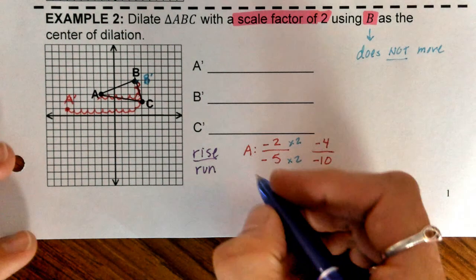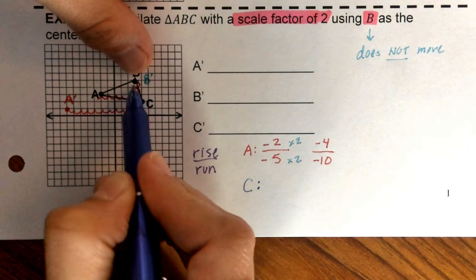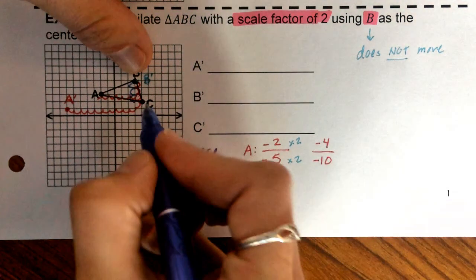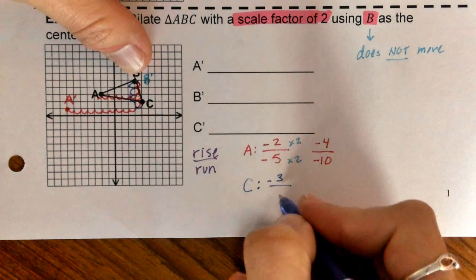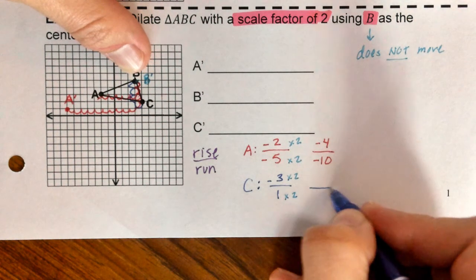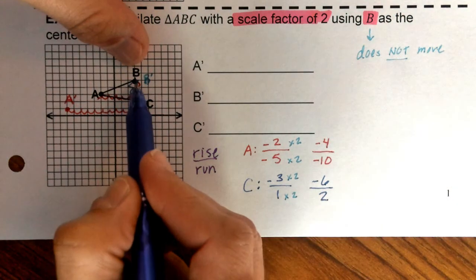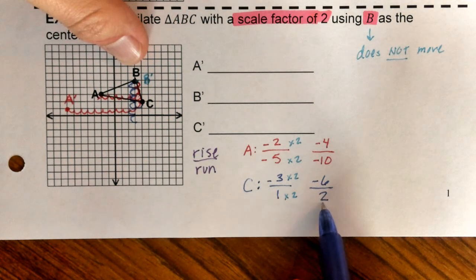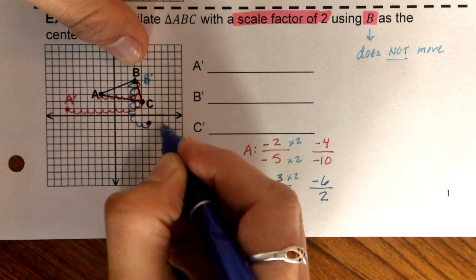Next, let's take a look at C. We need to find out where C prime is going to be. Here we're looking at C. I'm going down 1, 2, 3, so I have a negative 3, and I'm only moving to the right once, so it is a positive 1. We'll take both of these and multiply them by 2, and we come out with negative 3 times 2 is a negative 6, 1 times 2 is a 2. So back over here, we go down 1, 2, 3, 4, 5, 6, and then right 2 because it's a positive 1, 2. And here is C prime.